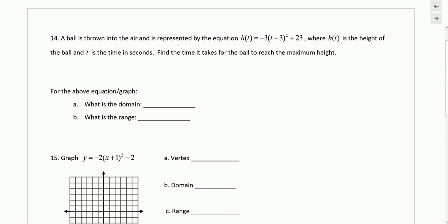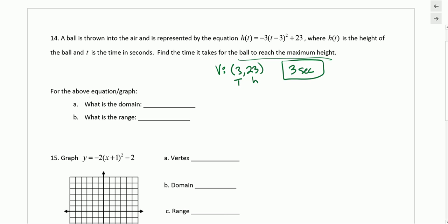A ball is thrown in the air and represented by this equation, where h is the height of the ball and t is time in seconds. Find the time it takes for the ball to reach its maximum height. So that deals with the vertex. And our vertex here is 3, 23, where 3 represents time and 23 represents the height. And so we're asked what time it takes to reach that height, so 3 seconds.